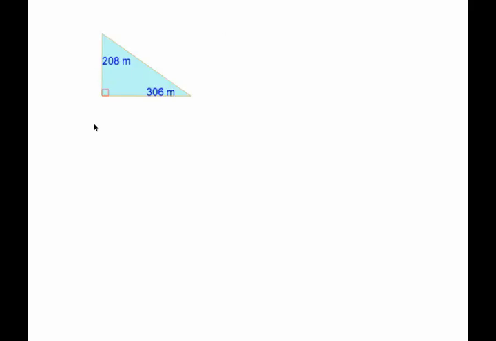So here's our question. One side is 208 meters, the other side is 306 meters, and these are the two legs, so they're A and B. I always call the smaller one A and the longer one B, but really it doesn't matter. You can call that one B, you can call that one A, as long as you don't call the hypotenuse A. The hypotenuse is always C. So we want to find C, so we're going to use Pythagoras' theorem.